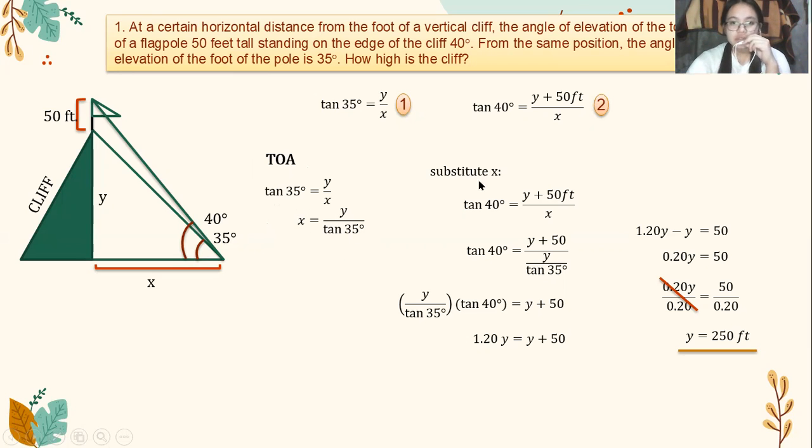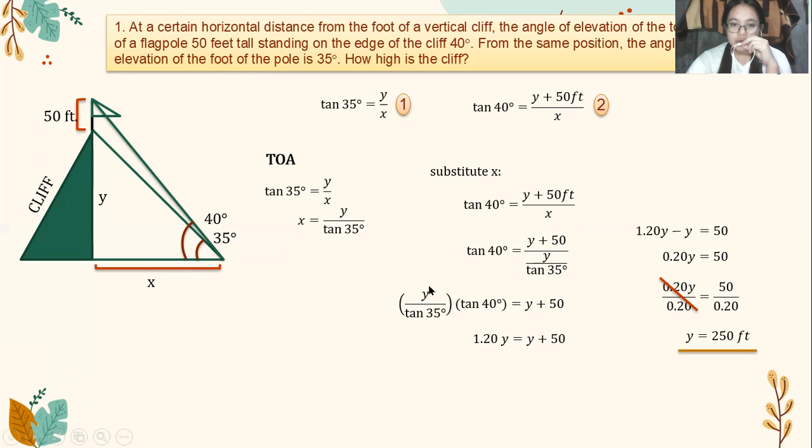So we have to substitute the x into the equation number 2. So we have tangent 40 degrees is equals to y plus 50 feet over x. Then tangent 40 degrees is equals to y plus 50 over y over tangent 35 degrees. So we will just have to multiply the denominator or cross multiply. So we have y over tangent 35 degrees times tangent 40 degrees is equals to y plus 50. So the numerator will remain.